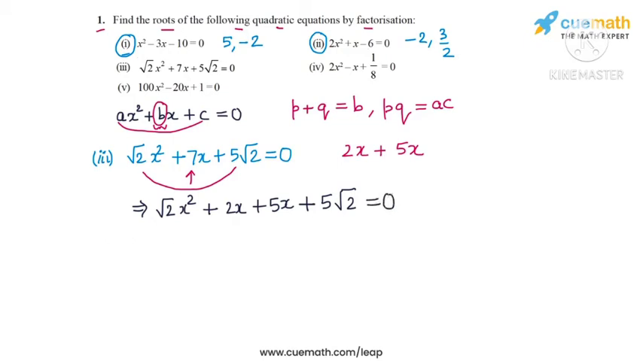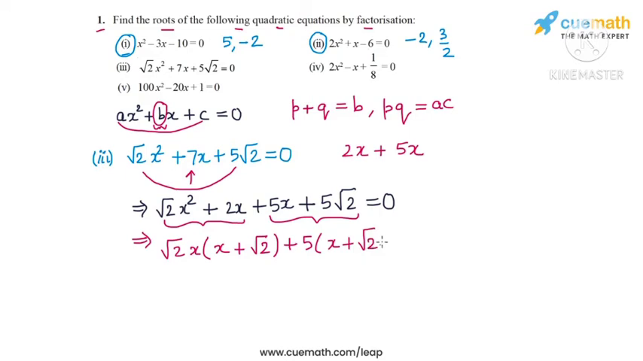Now from the first pair of terms, root 2x square plus 2x, we can take out a common factor of root 2x, and that will leave us with x plus root 2. And then from the second pair of terms, we can take out a common factor of 5, and that will leave us with x plus root 2 once again, and this is equal to 0.